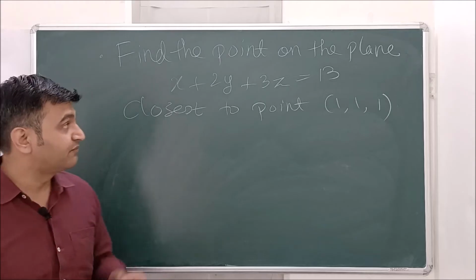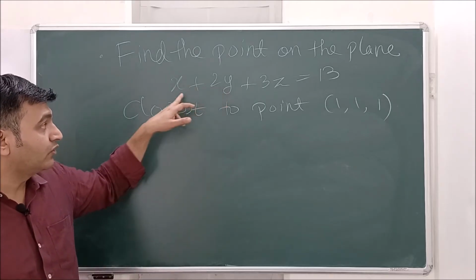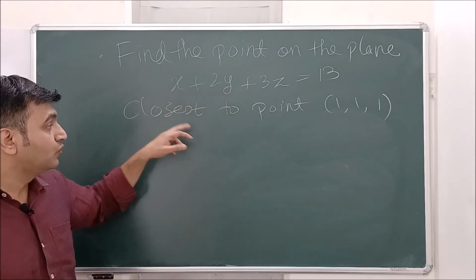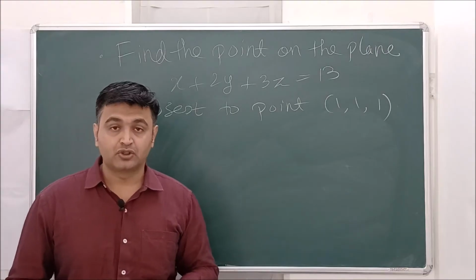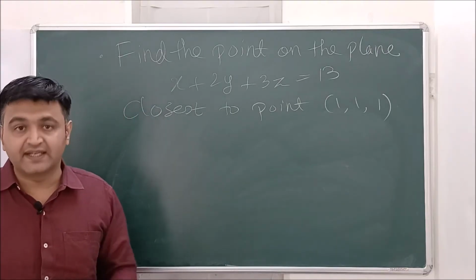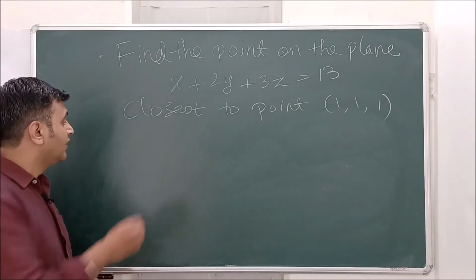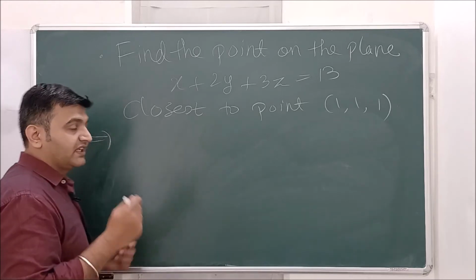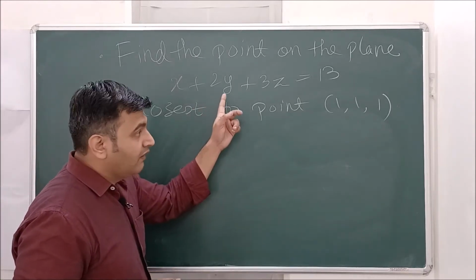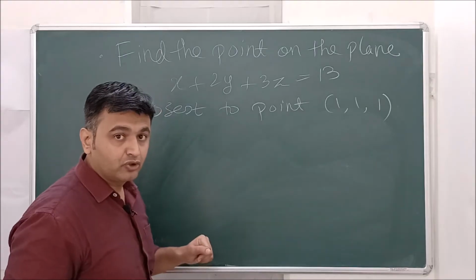Okay, so let us solve this problem. You have to find the point on this plane which is closest to this point. So now here the function is not given to you directly, it is given indirectly. So what is the function? If x, y, z is a point on a plane, what will be its distance from 1, 1, 1?